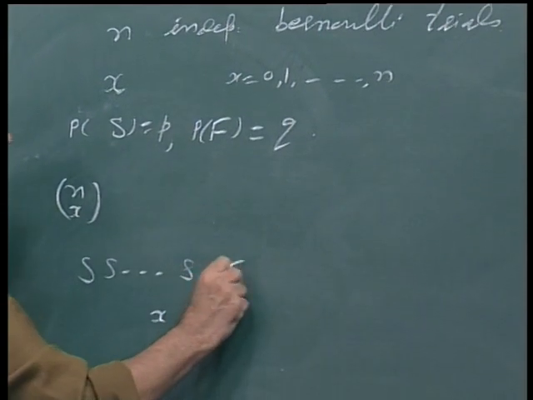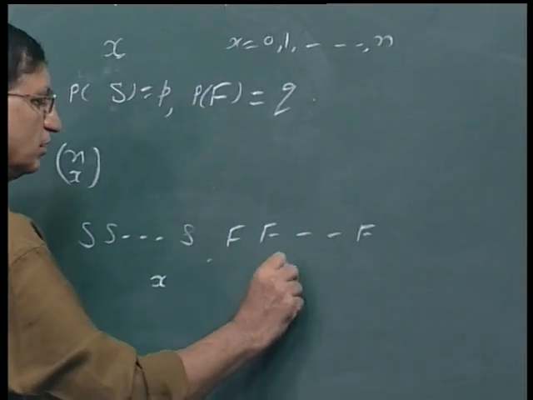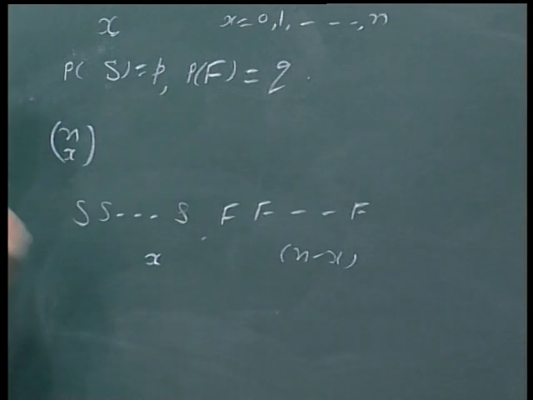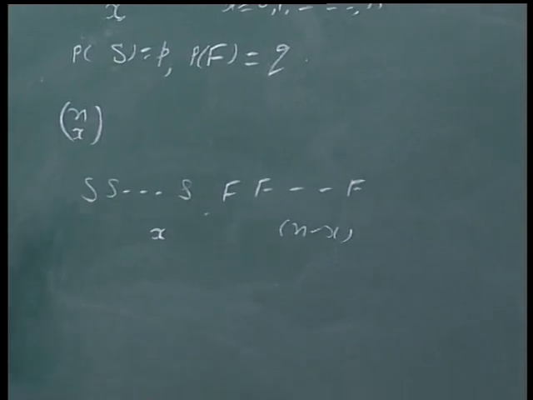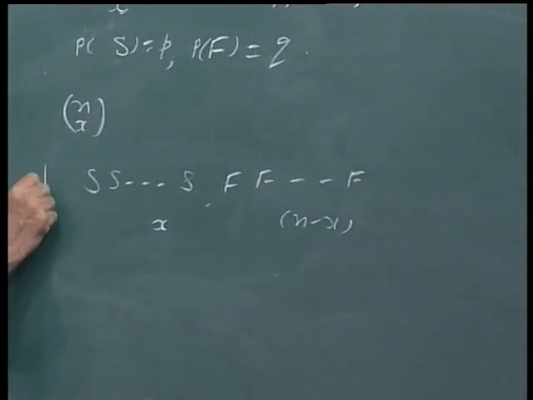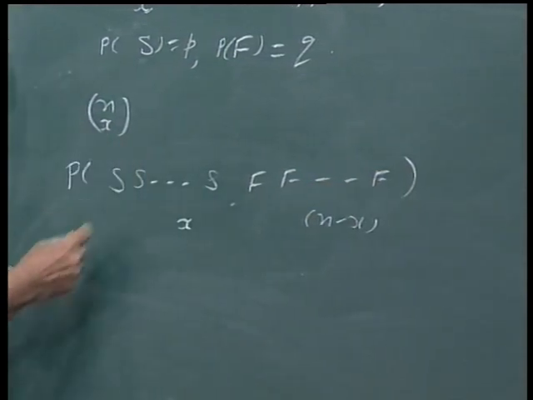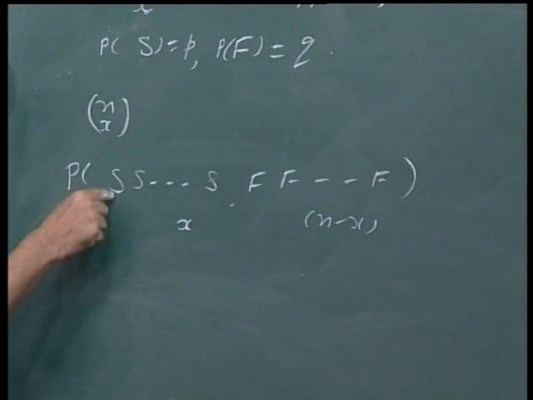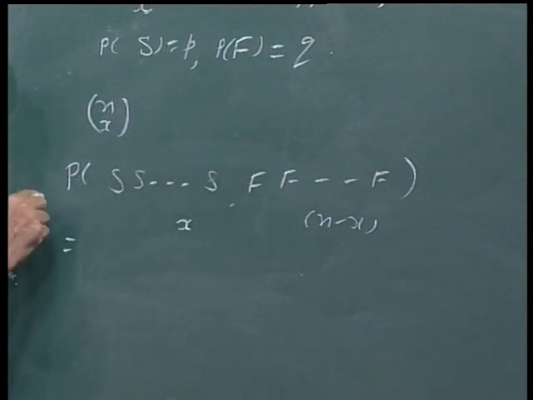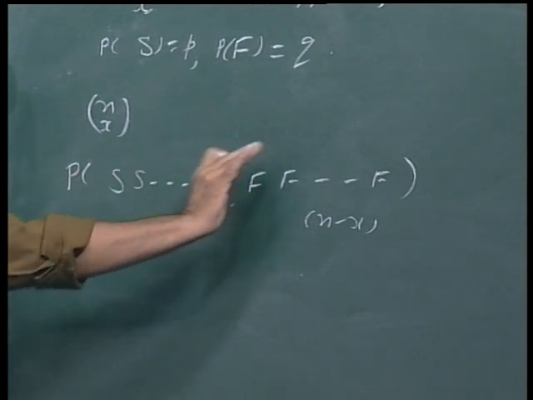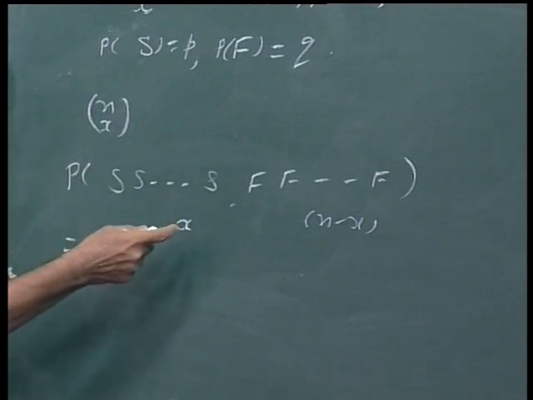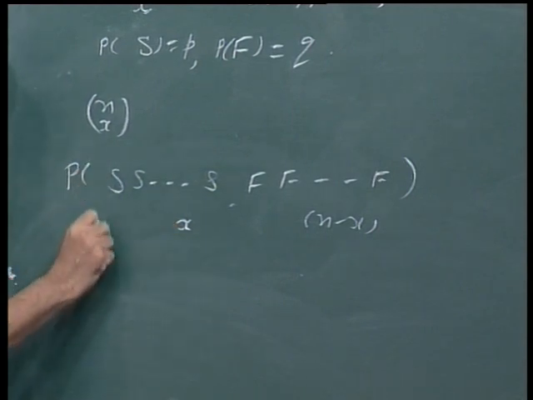Successes and the remaining n minus x failures, so exactly x successes you obtain. In this particular case, consider the probability of x successes and consequently the remaining n minus x failures. Since all trials are independent, the probability of their joint occurrence is equal to the product of their probabilities. So the probability of S is P.